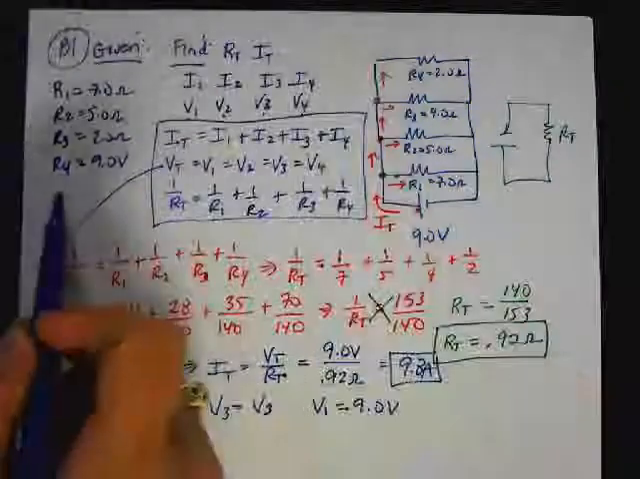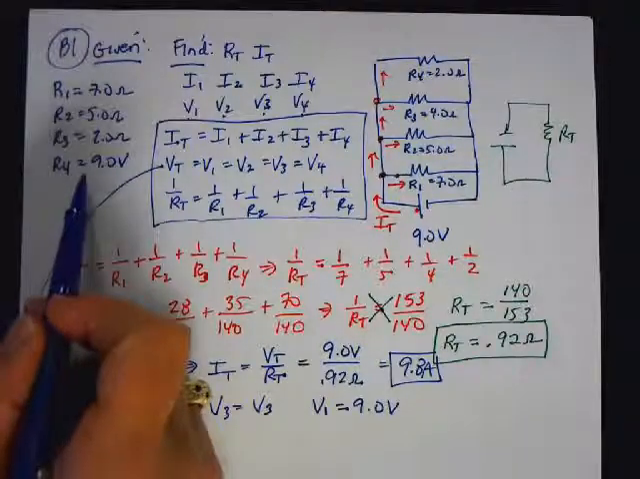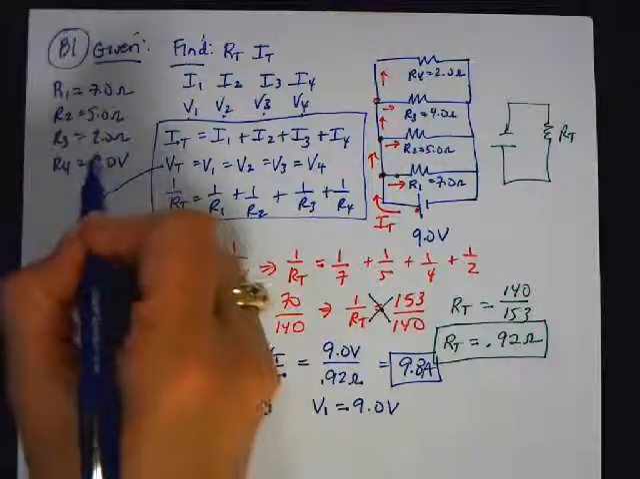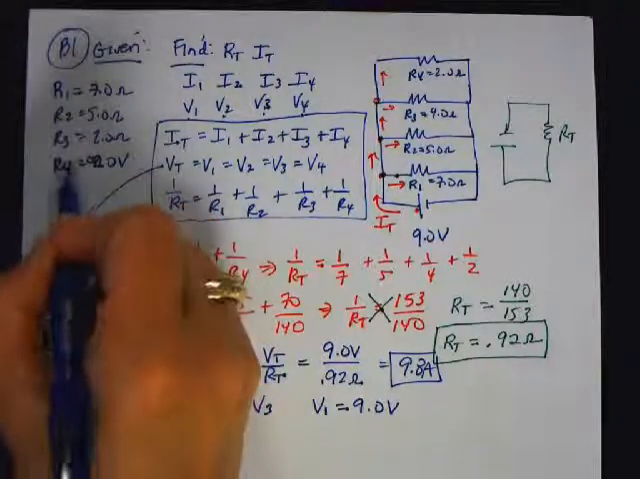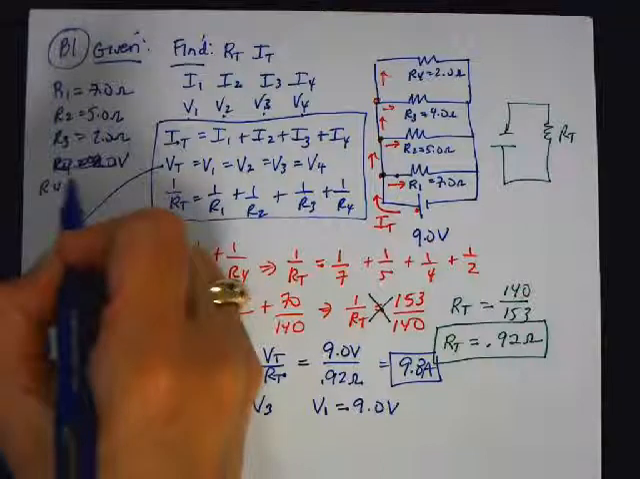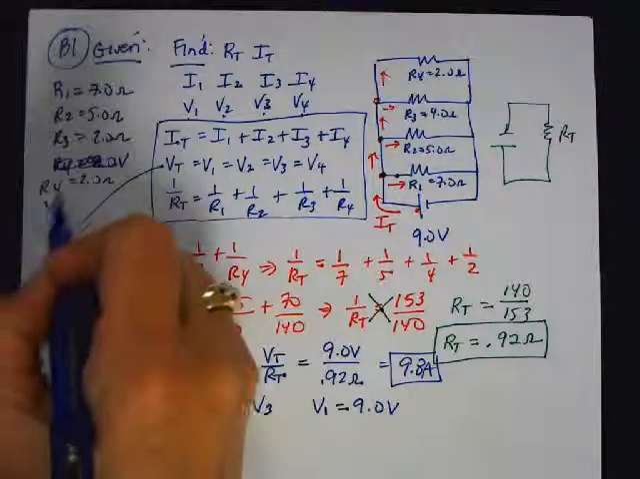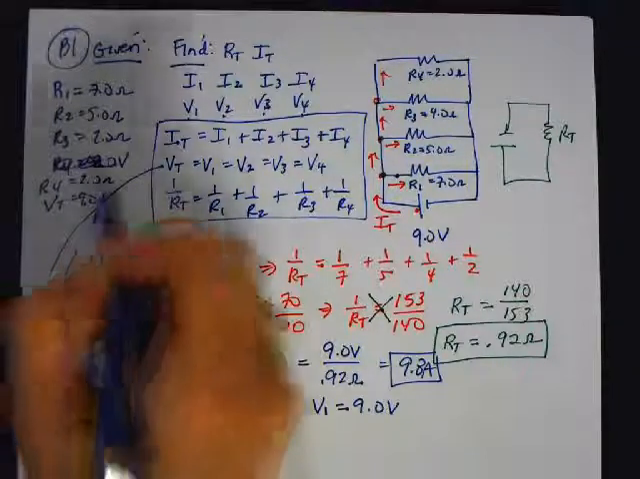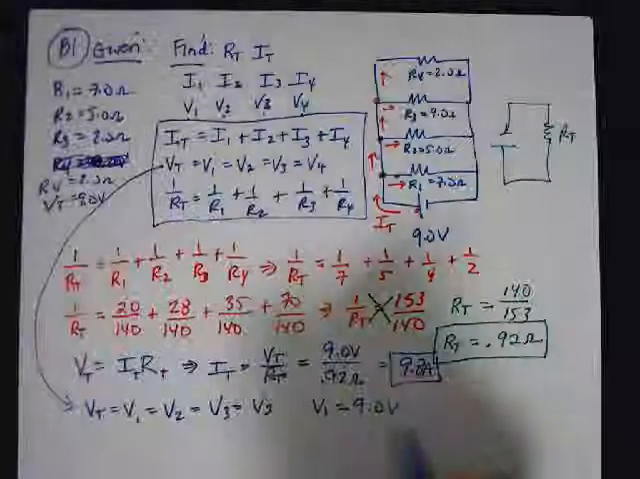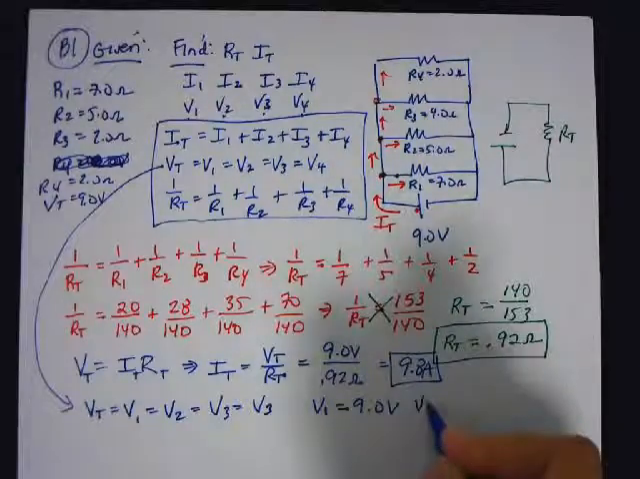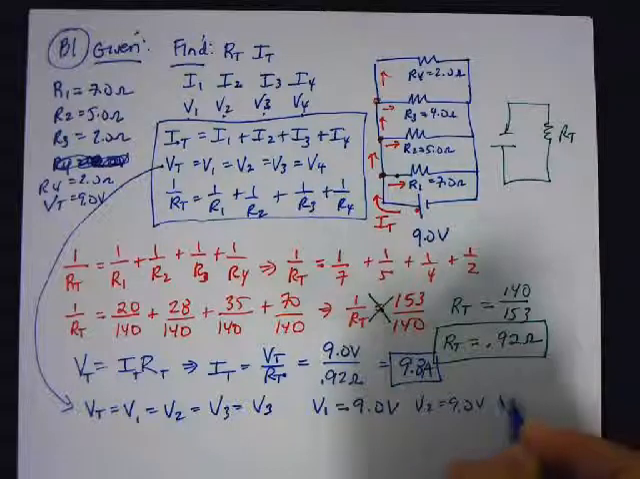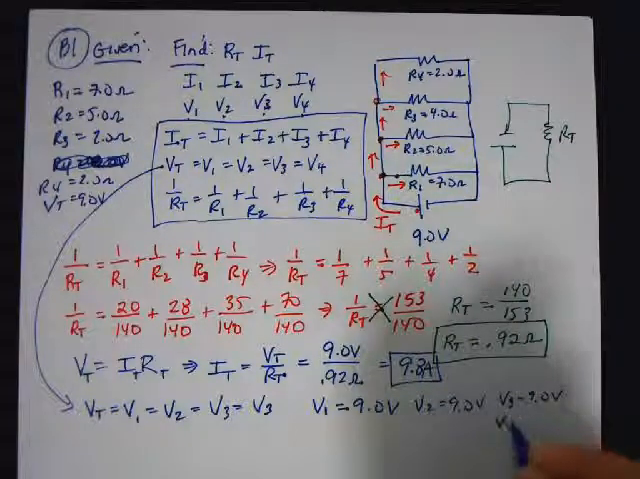Ooh, what did I do up here? R4 was 2 ohms, and then VT was 9 volts. Okay, so V1 is 9 volts, V2 is 9 volts, V3 is 9 volts, and V4 is 9 volts.